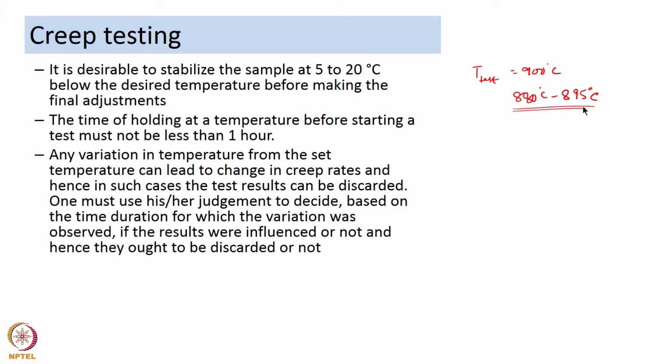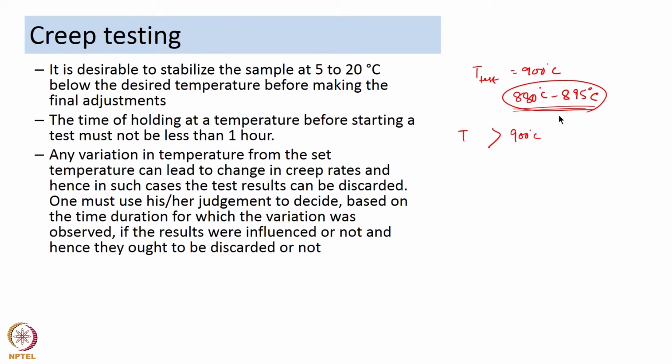The advantage of this approach is, in case you are trying to stabilize your sample directly at 900, there is always a possibility of overshooting. So, the furnace may end up overshooting and providing temperature greater than 900 degrees centigrade, and some phase transformations can happen at higher temperatures. So, that is why it is always better to stabilize your furnace at slightly lower temperatures, and then make the final adjustments, so that the sample temperature does not overshoot your test temperature.